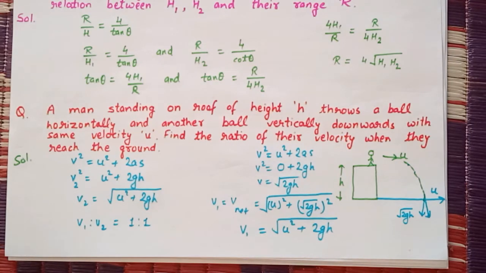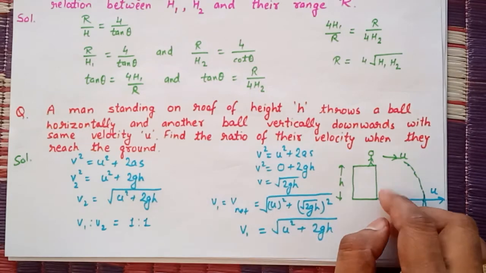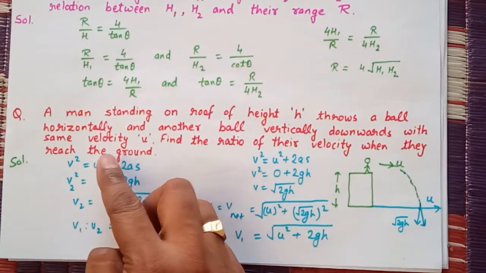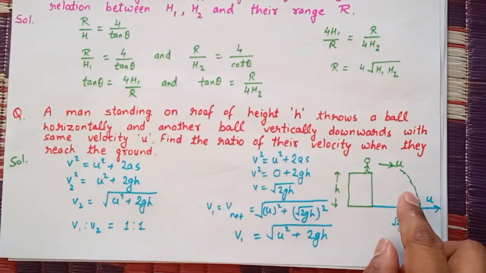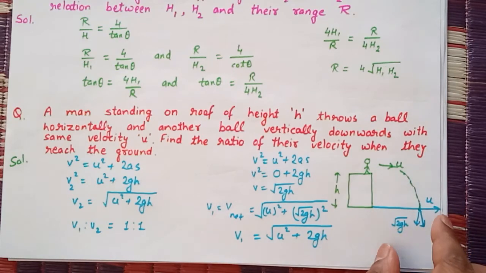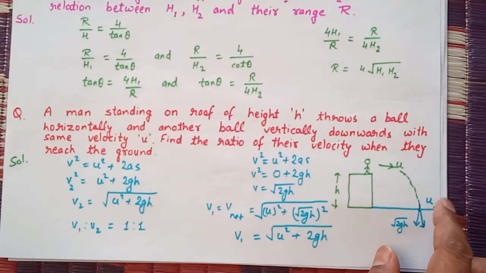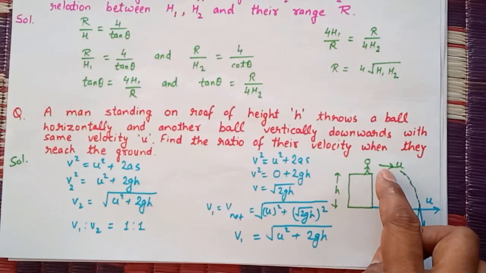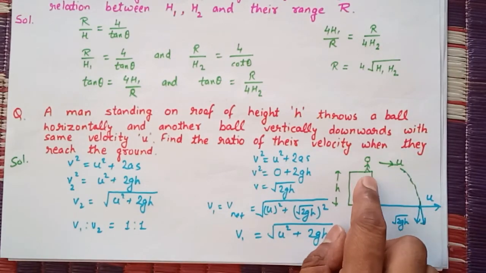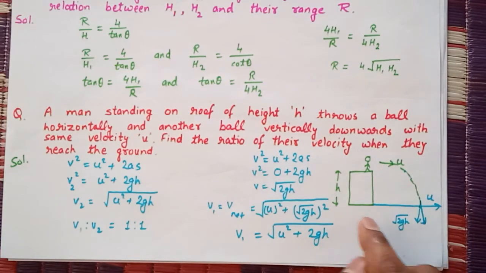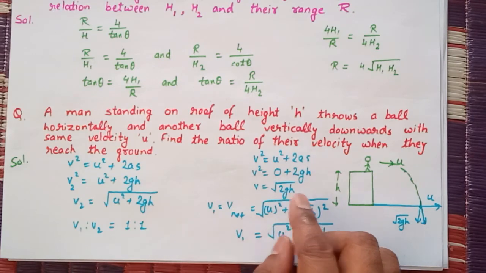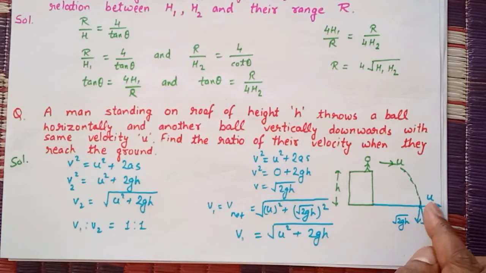The question is asking about when the ball is thrown vertically downwards. I have taken this one for vertically downwards, and when the ball is thrown horizontally, the horizontal component will be the same, that is u. The vertical component was 0, but when the ball comes down, its vertical component becomes root 2gh, and the final velocity due to both components will be this much. So this one is v1 and this one is v2, and their ratio is 1:1.